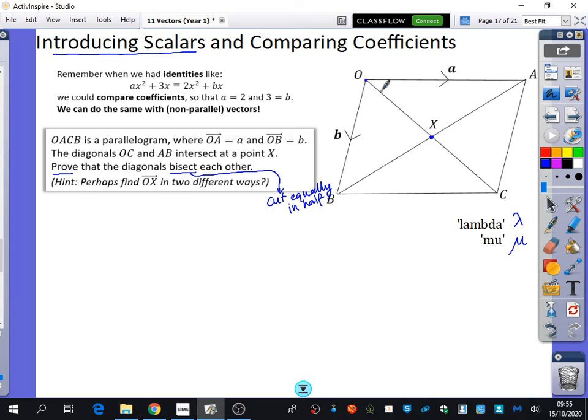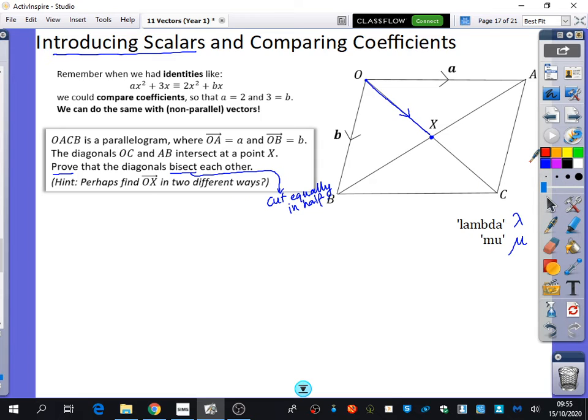We're trying to go from here to here in two ways. Well, one of the ways I can find OX is going to be as simple as just going from O to X. That's going to be one of the routes. What's another route that I could find what OX is?